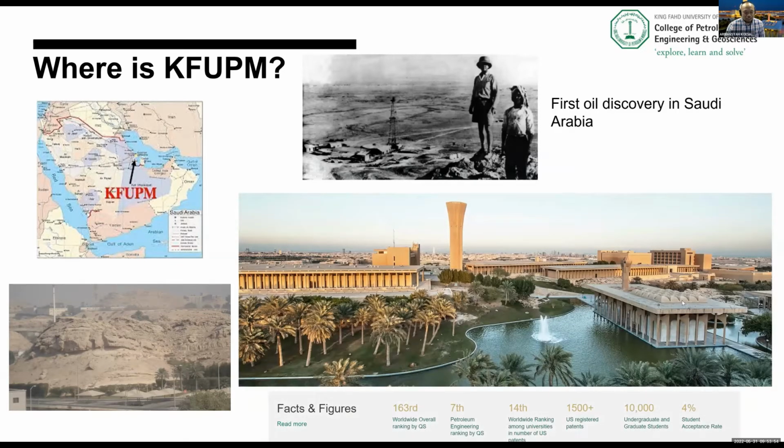Our university is pretty green. Yes, outside we have a lot of dunes and desert area, but our university is pretty nice, as you can see from my background at night. And these are some quick facts and figures. We are really focused on petroleum engineering and geosciences, and we are currently ranked 7th in the world. So that's a little bit about my journey and where I am now, and hopefully you get a better sense of my background.